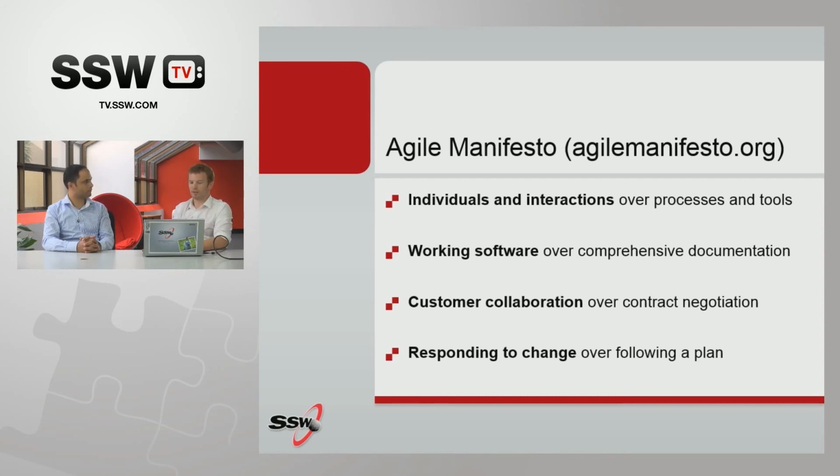So one of the things that came out from the Agile movement was the Agile Manifesto, and I've got that on the screen here. And basically this is a small document that just highlights the principles of what Agile is about. And the manifesto is very small, it's only got 4 lines on it.